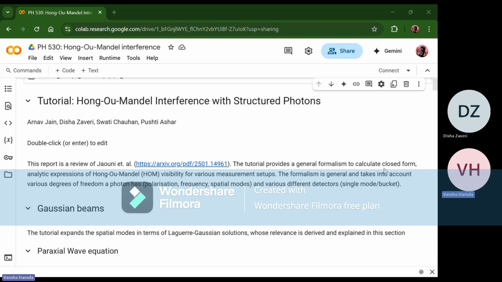And it provides a general formalism to calculate closed-form analytic expressions of Hong-Ou-Mandel visibility. Hong-Ou-Mandel interference is often used as an experimental technique to see whether the photons that you have are indistinguishable or not. So, for example, if you have two sources where the photons are distinguishable versus the photons are indistinguishable, you will get different sorts of interference patterns, and you can use that to check whether the sources that you're using are truly indistinguishable or there is some sort of variation between them, which always happens slightly in an experimental setup, and you can check to what extent that difference is.